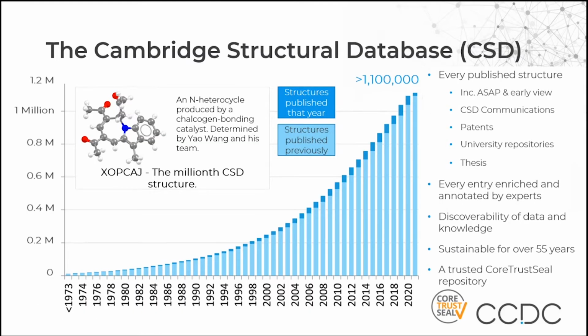Today, the CSD contains over 1.1 million structures and includes data published in associated scientific articles, patents, repositories, thesis publications, or published directly through the database as what we know as a CSD Communication. It is a community effort with datasets determined by researchers worldwide, and every single entry is enriched and annotated by experts at the CCDC to aid the discoverability of data and knowledge from the resource. The millionth structure depicted here was published back in 2019 and can be found in the database by using the reference XOPCAJ.